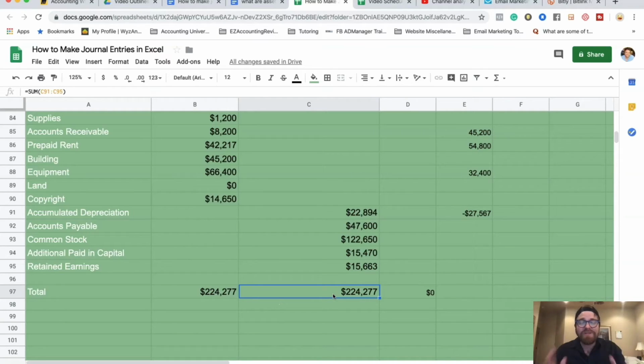And that is how you make journal entries in Excel. We went from a trial balance to recording journal entries, recording adjusted journal entries, and then finally recording our adjusted trial balance. And that is how you make journal entries in Excel.